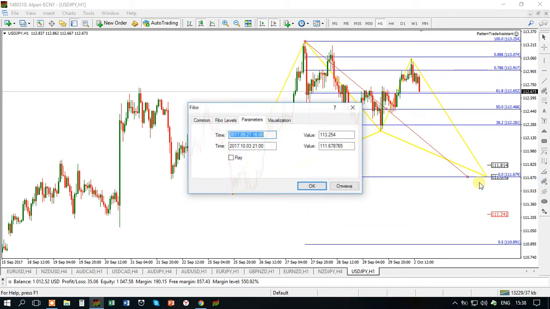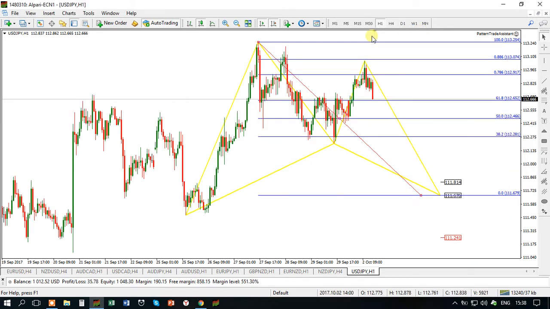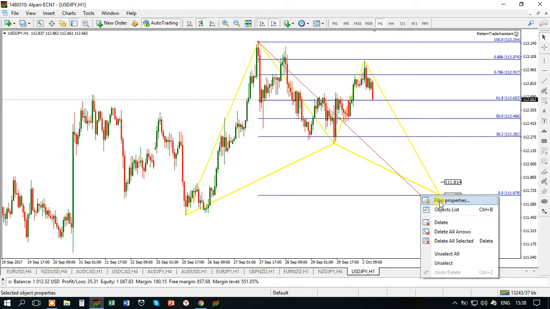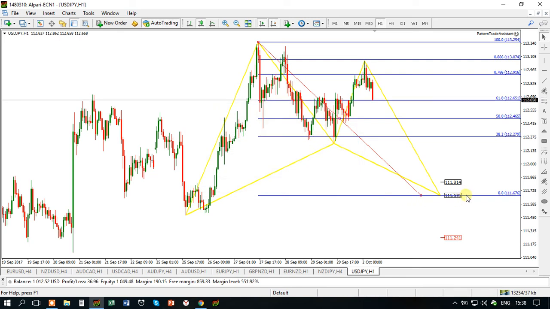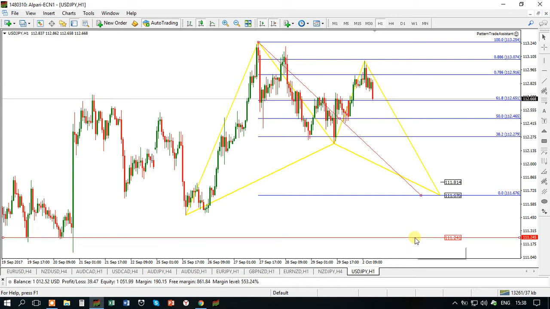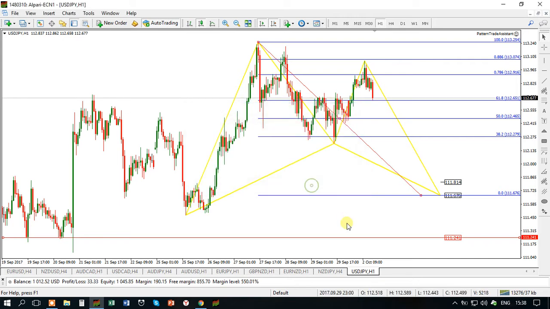I will do the fib calculations. Sorry, let me switch it here. 676 to be precise. Now my fib coincides exactly. 676 is the entry. I am going to mark the stop loss. 11.24.1 is the stop loss.